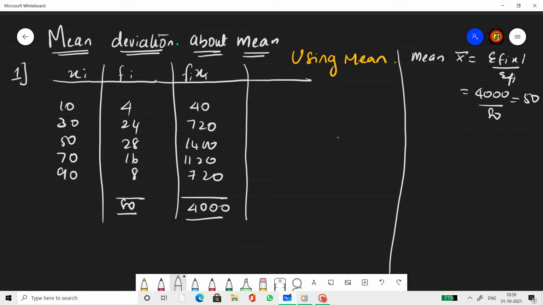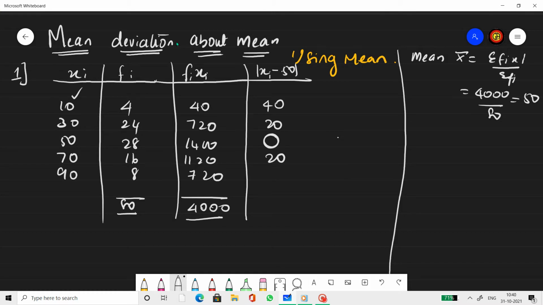So next I'm going to make a column called the absolute value of x minus x bar, mod of x minus x bar. Now x is 10, 10 minus 50. So what is x bar here? X bar is 50. So 10 minus 50 is minus 40, but it's modulus, so its absolute value is 40. So every x value will be subtracted from 50 and taken over here. So this is the deviation. 10 minus 50 is minus 40, modulus of minus 40 is 40. 30 minus 50 is minus 20, modulus of minus 20 is 20. So like that, 50 minus 50 is 0.